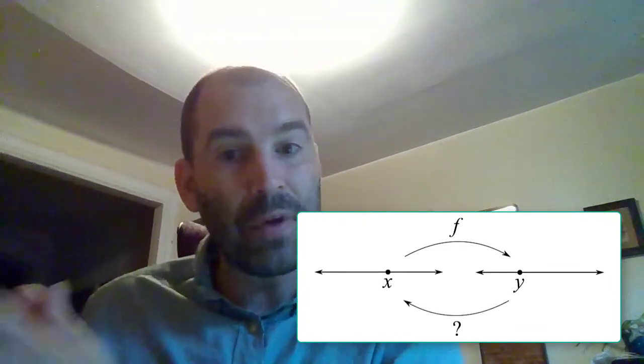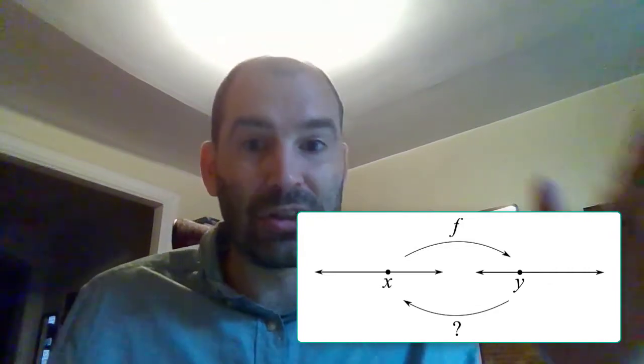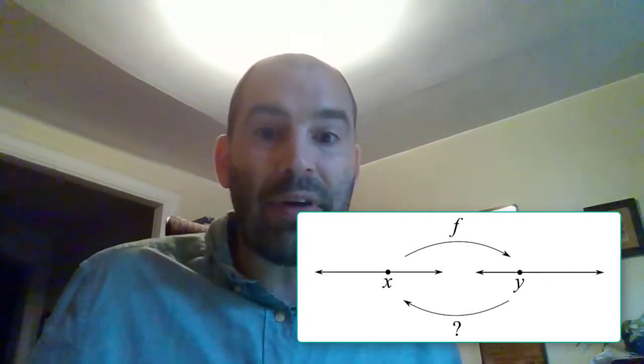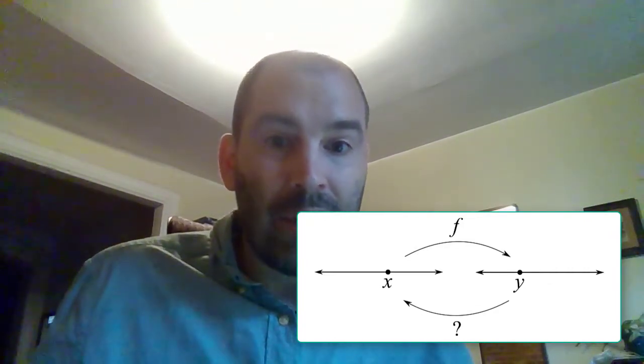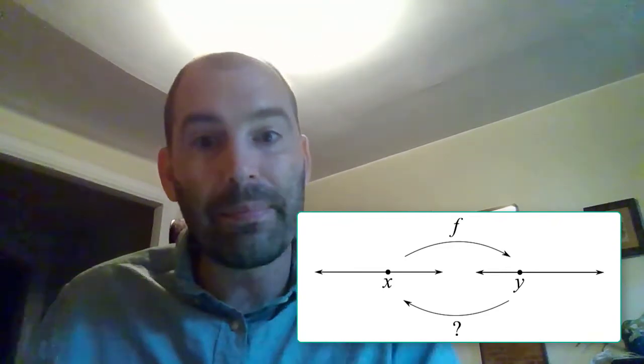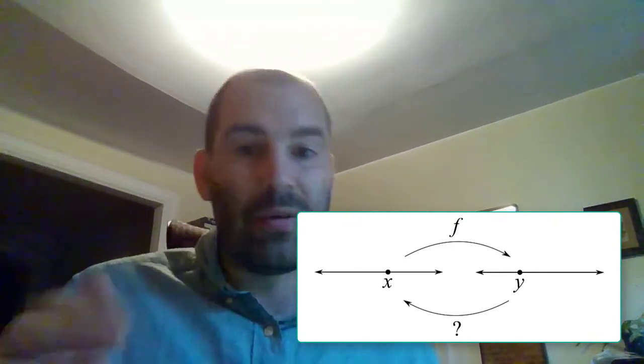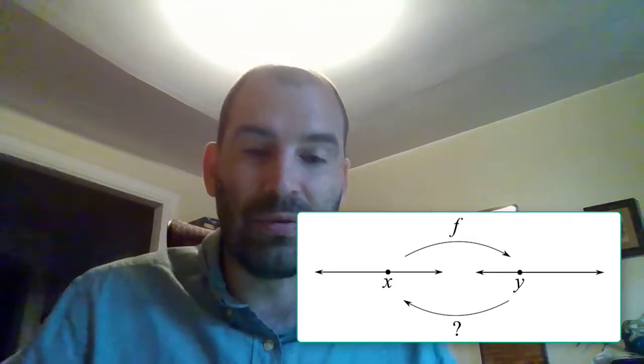So that if I take a number, plug it into the first function, and then evaluate, I get that new number, I plug that into the inverse function, I get back to the original number. So the inverse functions are opposites of one another. So let's take an example.